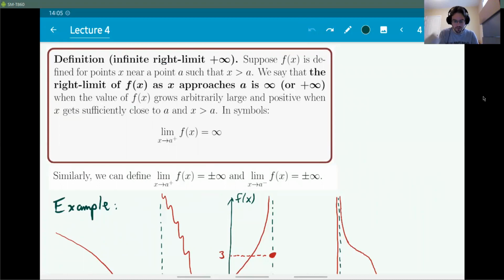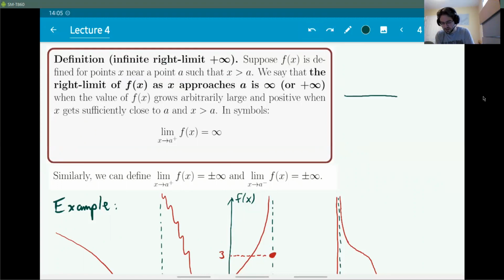So let's say, for example, we want to define what it means for a right limit to be plus infinity. Here's how it goes. First of all, you need to suppose that the function is defined on the right side of the point. So we're going to say defined for points x near a, such that x is larger than a.